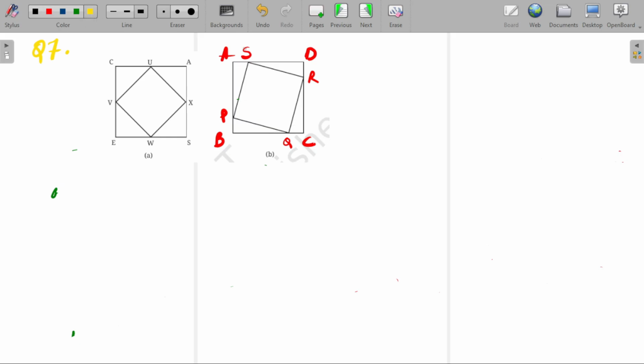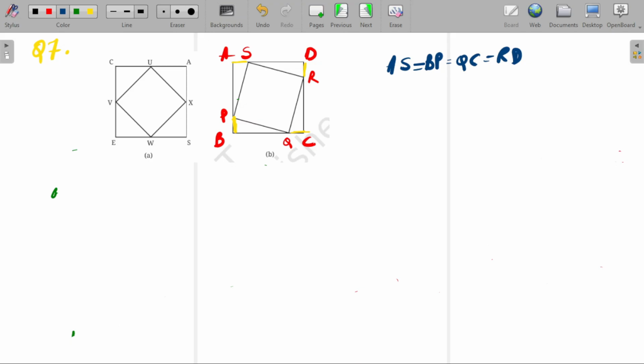AS, BP, QC and RD. Can you see that? The segments AS, BP, QC and RD are equal. We take PQRS in such a way that they are equal.